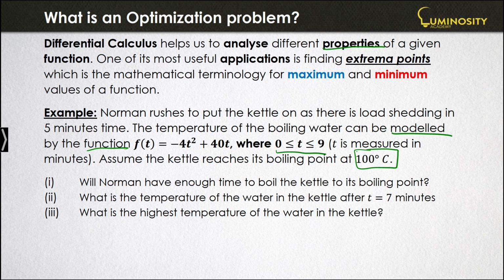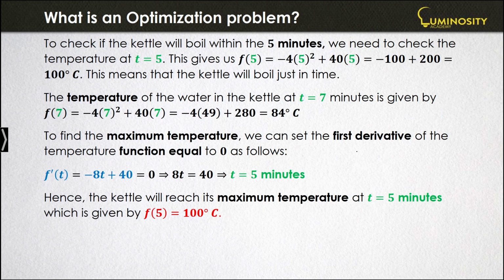So we want to know three things. Firstly, will Norman have enough time to boil the kettle to its boiling point before load shedding hits in 5 minutes? What is the temperature of the water in the kettle after 7 minutes have passed from the time that we put it on? And what is the highest temperature of the water in the kettle? So let's see how calculus can help us find these solutions.